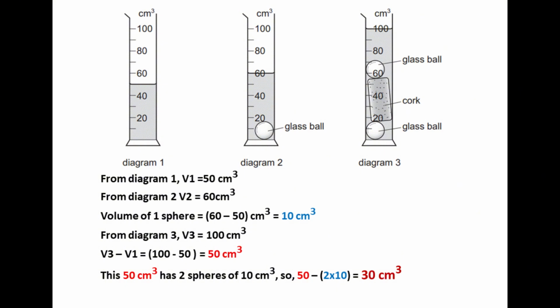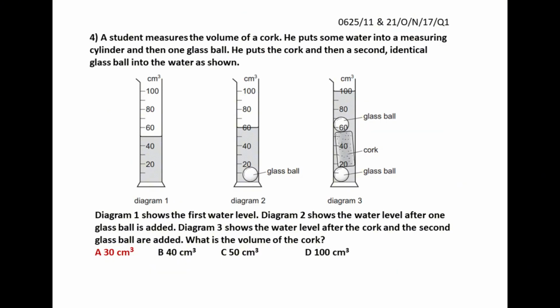Agree? Then from diagram 3, the volume shown is 100 centimeter cube due to 2 glass balls and 1 cork. So look here. V3 minus V1. From diagram 3 and diagram 1, we are subtracting the volumes. So we are getting 50 centimeter cube. Understand that in this 50 centimeter cube, we have 2 glass spheres which are of 10 centimeter cube each. So 50 minus 2 times 10 for the 2 glass spheres. So you will get 30 centimeter cube. That is the volume of the cork. So the option A is correct.